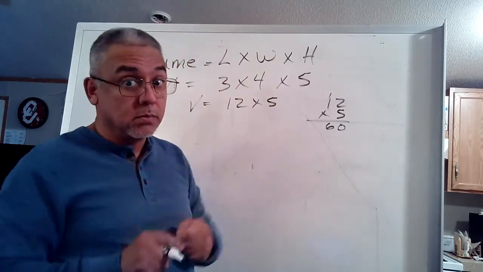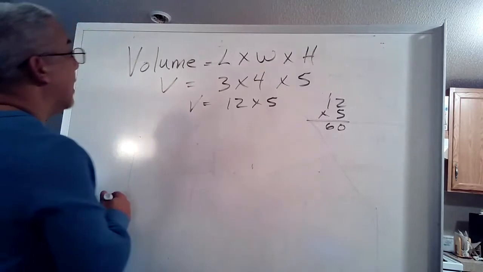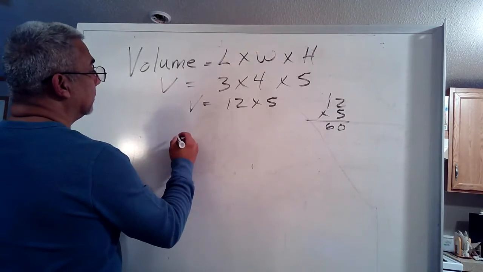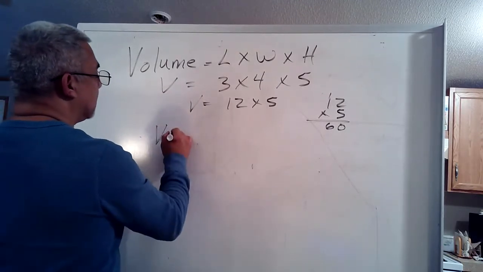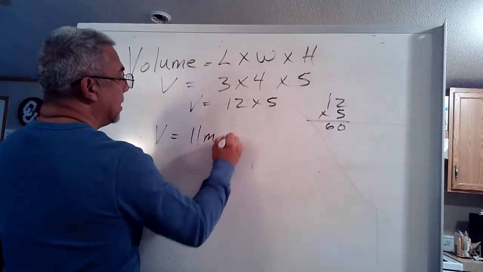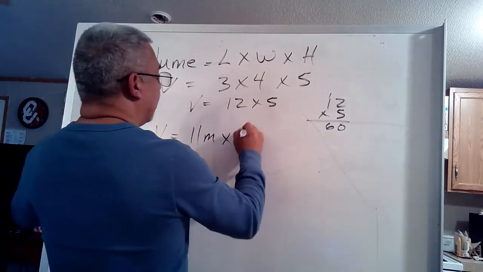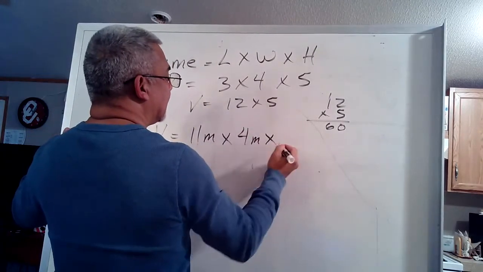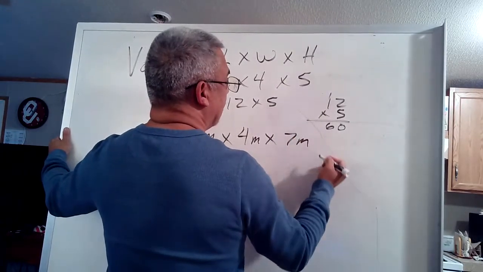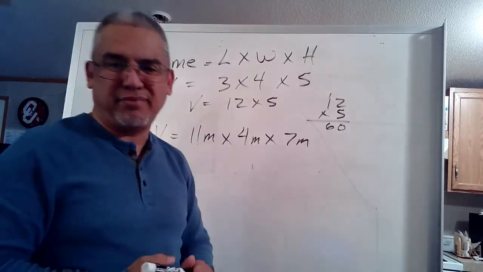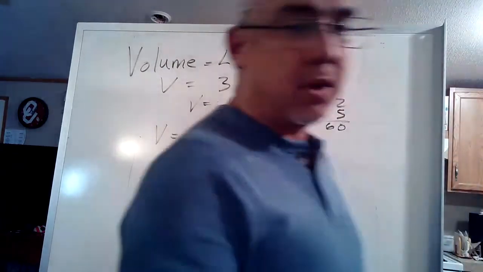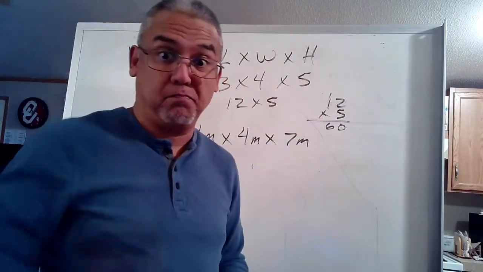So, here it goes. If I have V is equal to 11m times 4m times 7m. Now, some of you are like, oh, man, that's easy. That's not so bad. Well, I don't know. That just came out of my head.